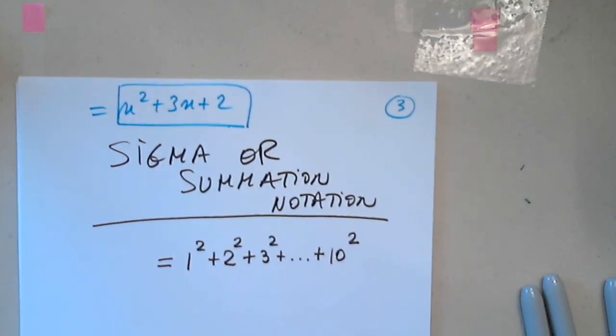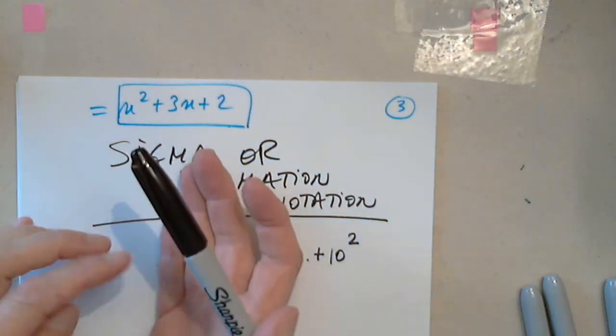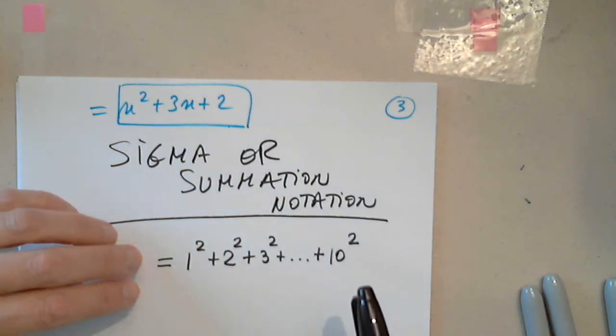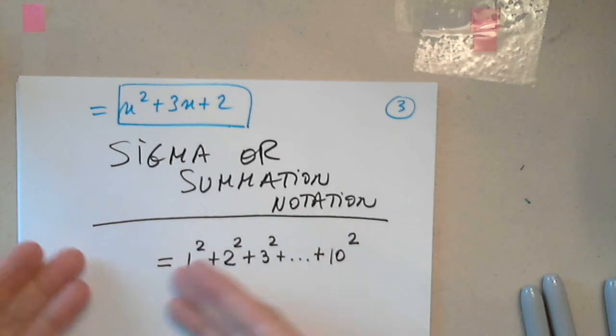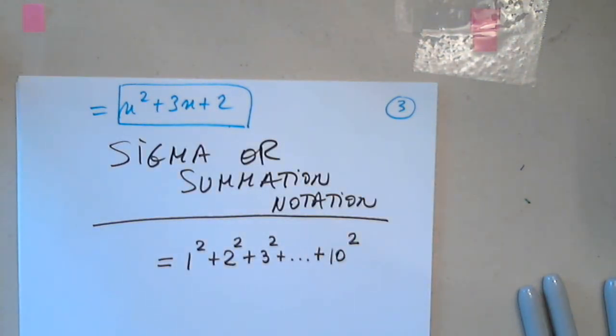Is there a way of condensing this? It's a sum of numbers. Is there a way of condensing it? Can I write it in a very condensed way so that I don't have to write this, and when I look at the condensed way, I know what it means? And the answer is yes.